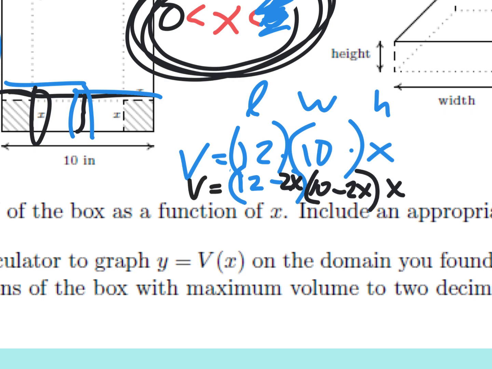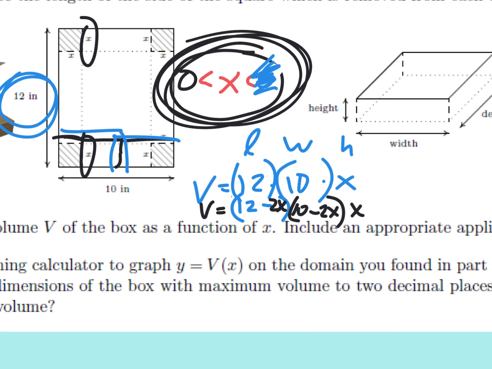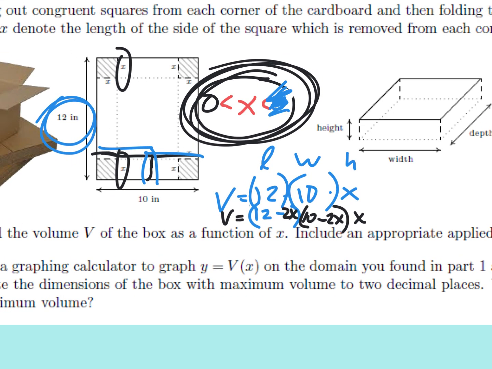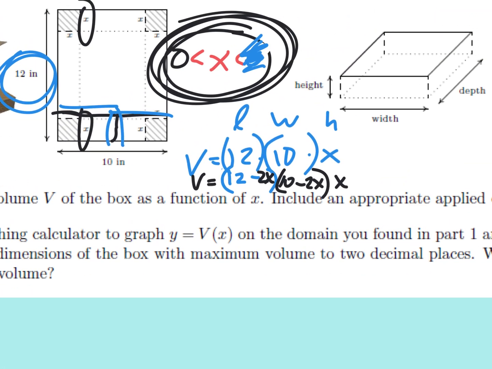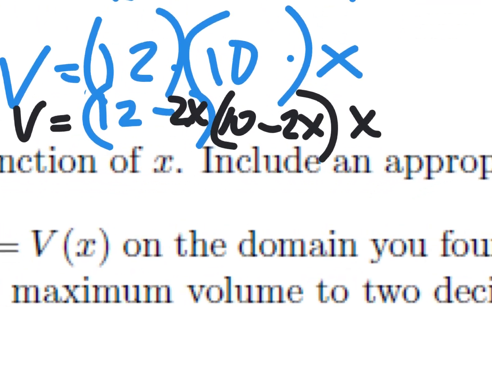That x is the height, and why? Because when you fold the box up, it's the third dimension. The box was kind of two-dimensional, and then you build up the sides, and you got a height of x. So there is an equation.